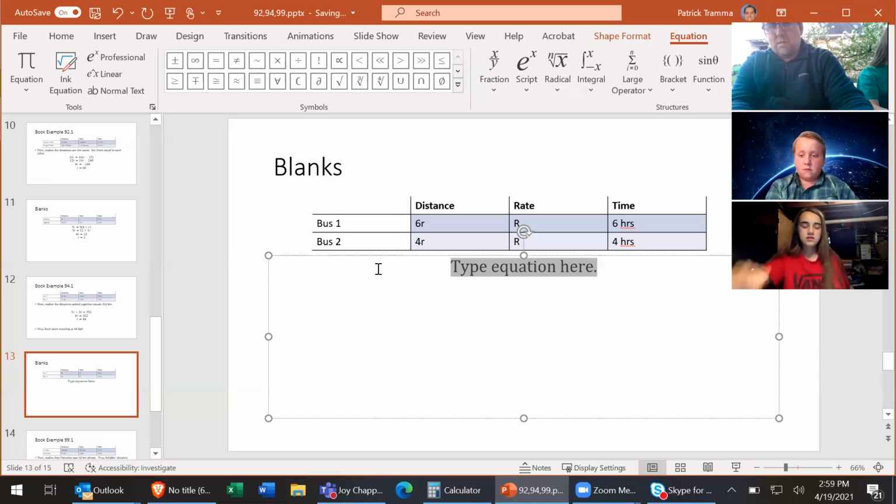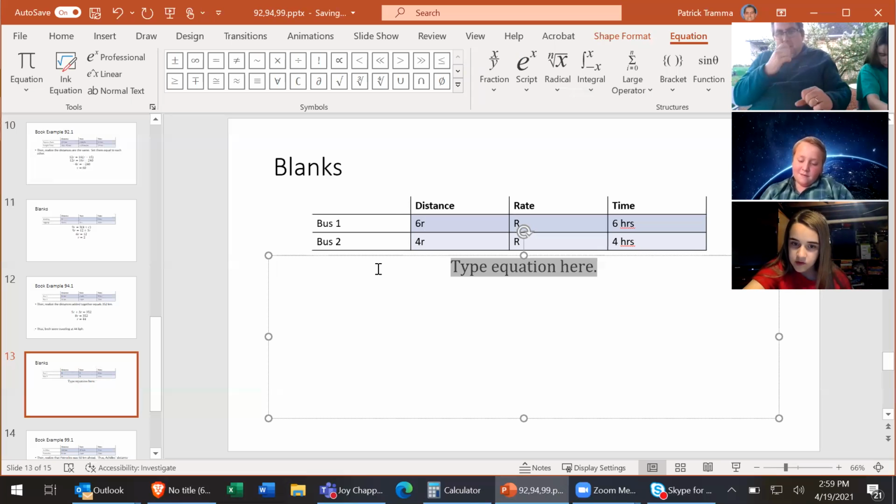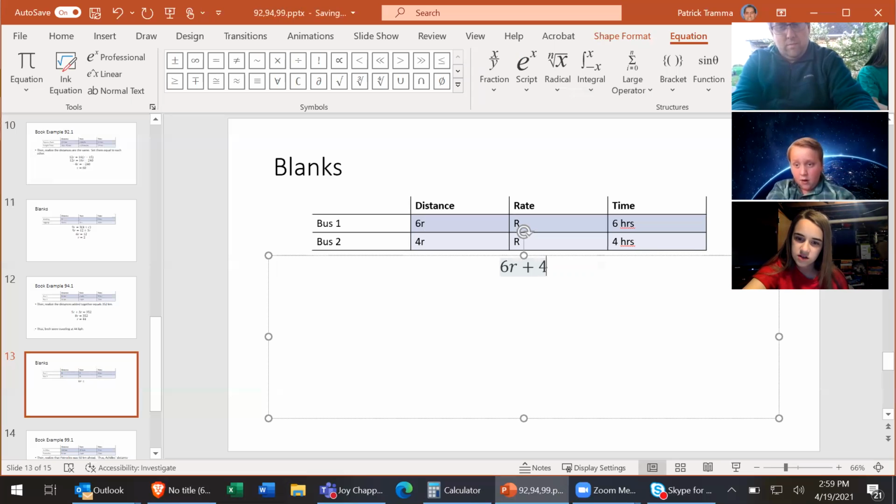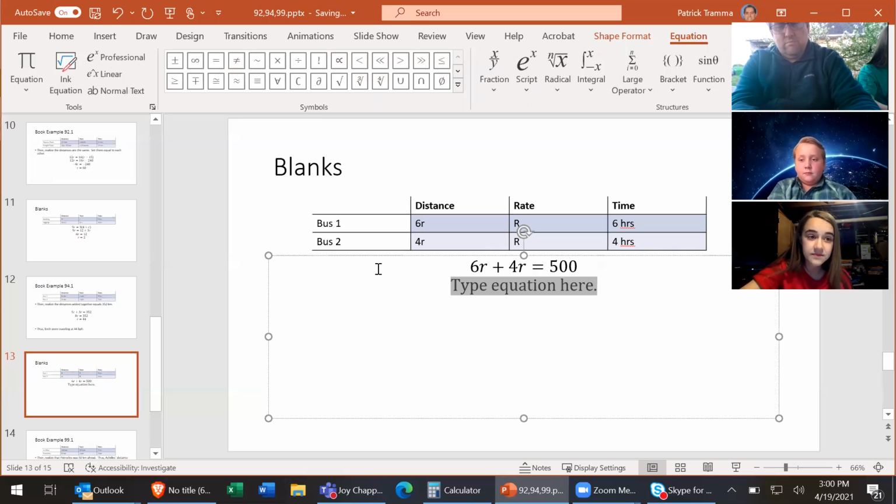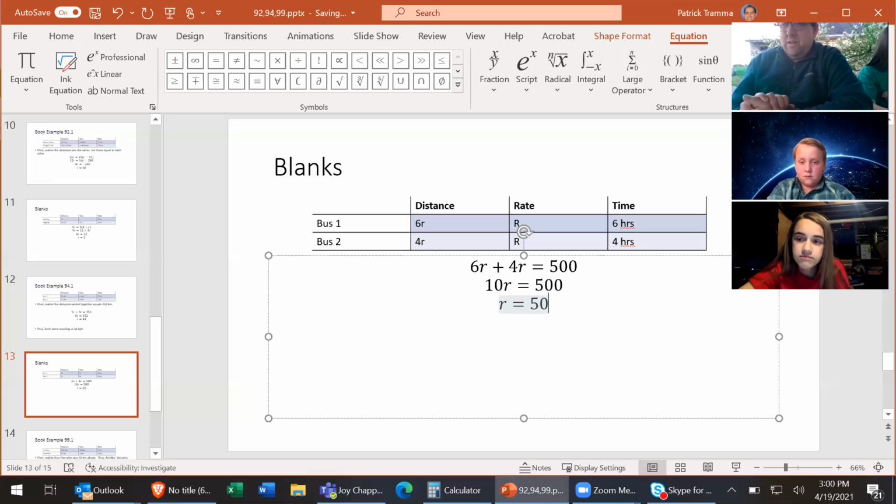Wait, no, because if they started here and they went opposite directions, that means the length the first bus went plus the length the second bus went, that's combined, equals that 500 kilometers. So 6R plus 4R equals 500 kilometers. You got it. So 6 plus 4 is? 10. So 10R equals 500. Yep. And then R equals 50. There you go, 50 kilometers an hour. Okay, that makes sense.